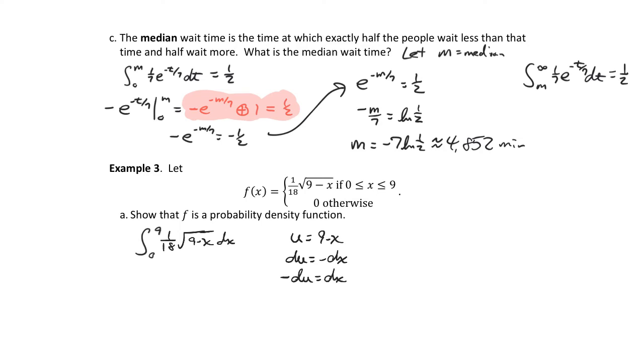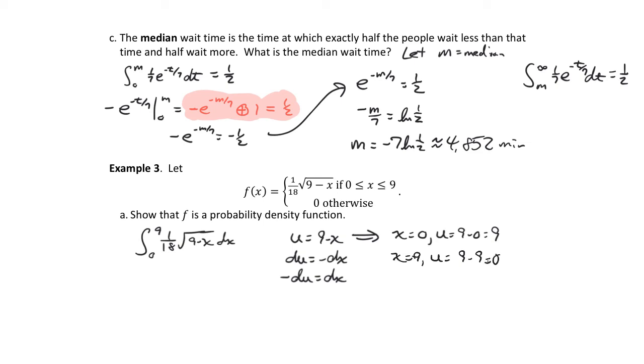Now I'm a huge fan of switching limits when I have a substitution problem. So we're told that x starts at 0. When x is 0, u is 9 minus 0, which is 9. And then we're told that x ends at 9. And so when x is 9, u will be 9 minus 9, which is 0.